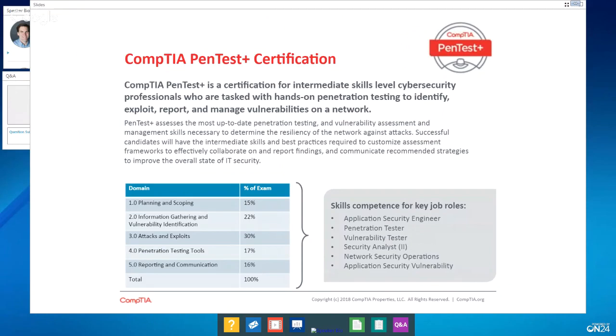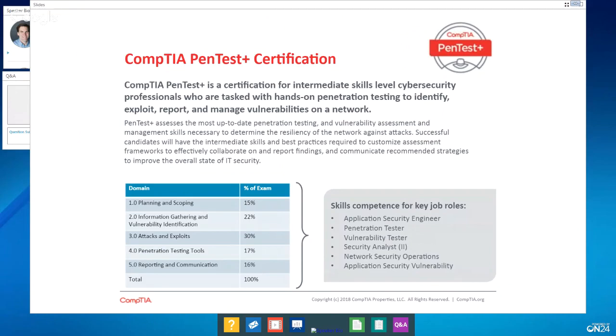Some of the main areas that we're focusing on are going to be planning and scoping. If you look at the domains in the lower left-hand corner, we're also going to be talking about information gathering, vulnerability identification, as well as attacks and exploits. And we're going to be going over a lot of penetration testing tools that are available. Plus, we're going to wrap the exam and the domains up with reporting and communication.